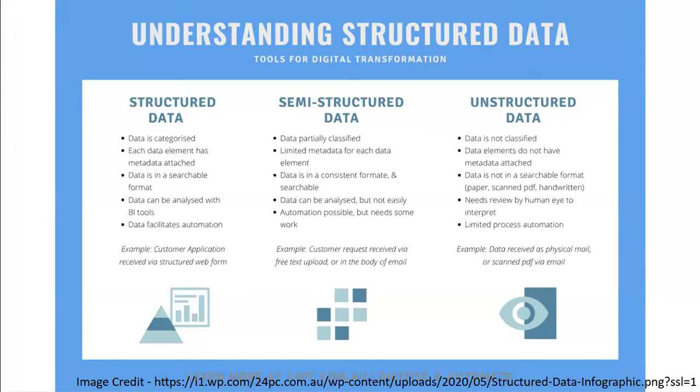Then the third type is unstructured data. The data is not classified, it's jumbled everywhere. Data elements do not have metadata attached, so it's not in a directly searchable format. So we have to review a bit more, and we have to give interpretations. It's a bit hard to automate, and unstructured data is available through thousands of millions of mechanisms. For example, data received via physical mail or a scanned PDF file. So it's simply an image. Images are not in a structured manner. We have to convert into a structured manner, into a semi-structured manner, into tabular, into something usable for us. So that's the big story that we have to keep in mind.